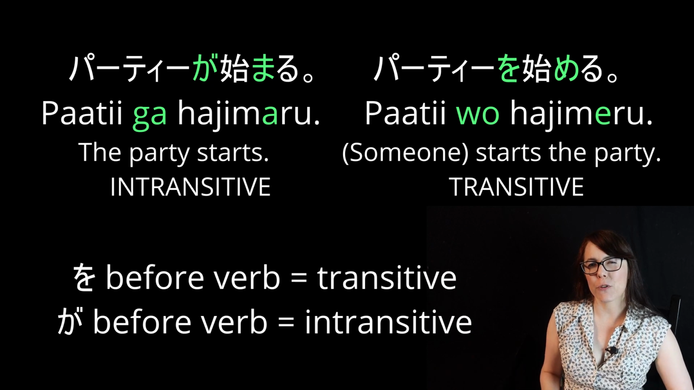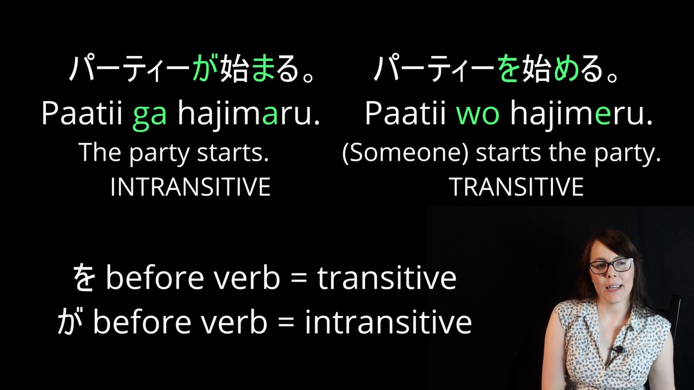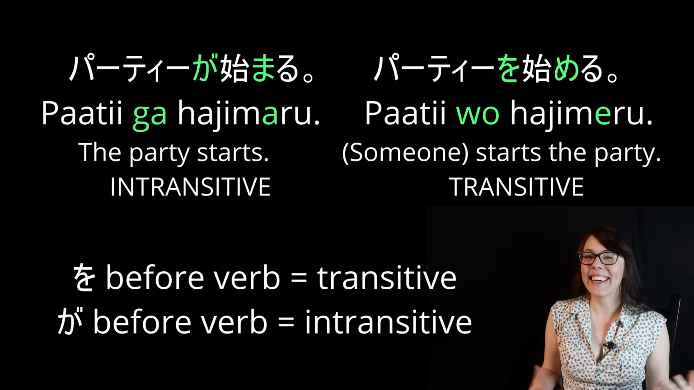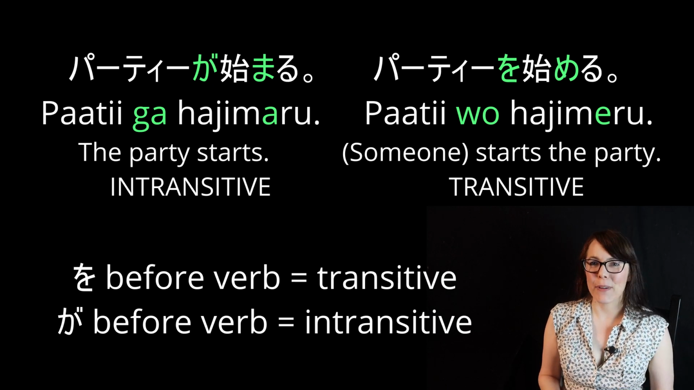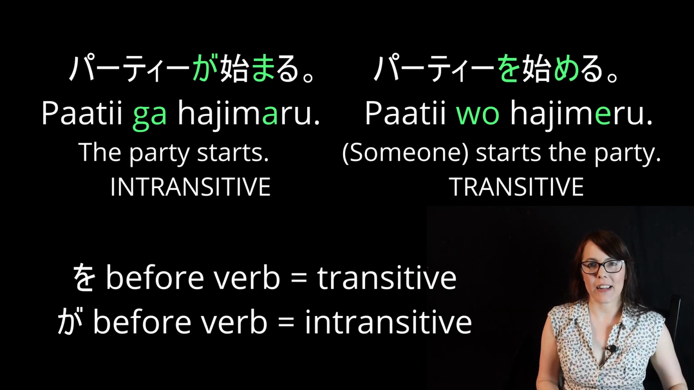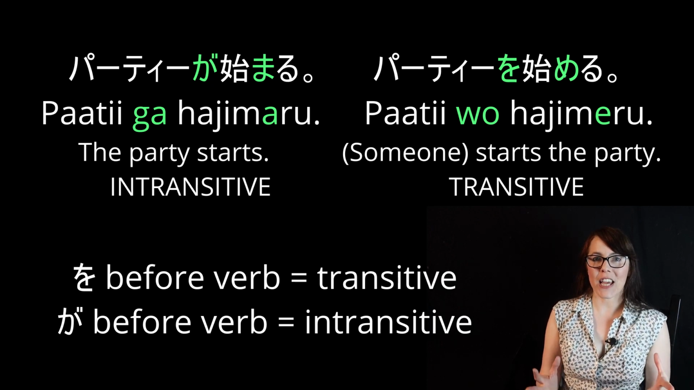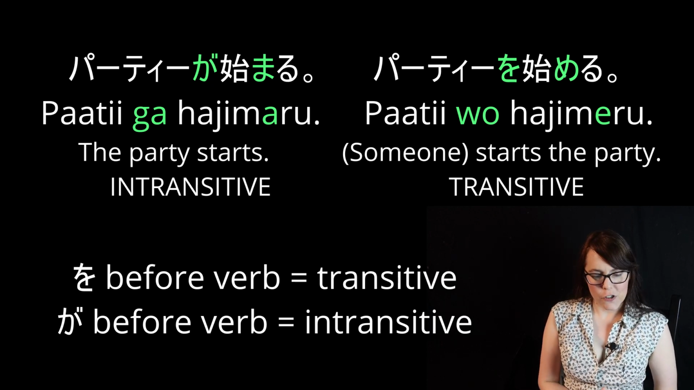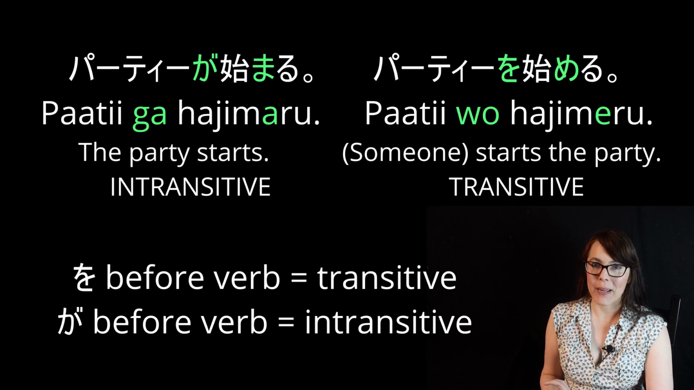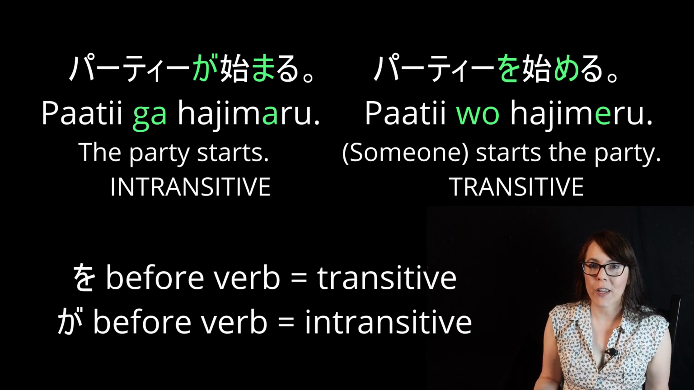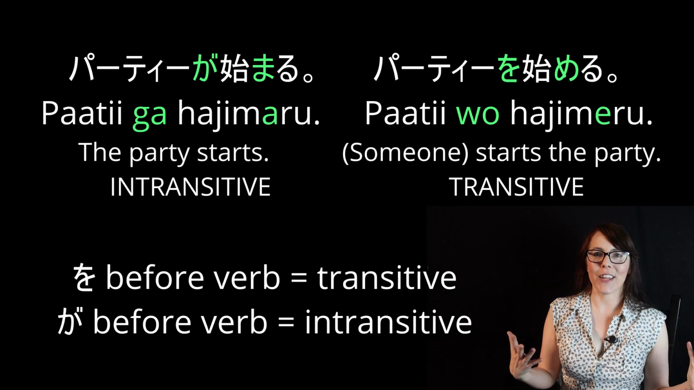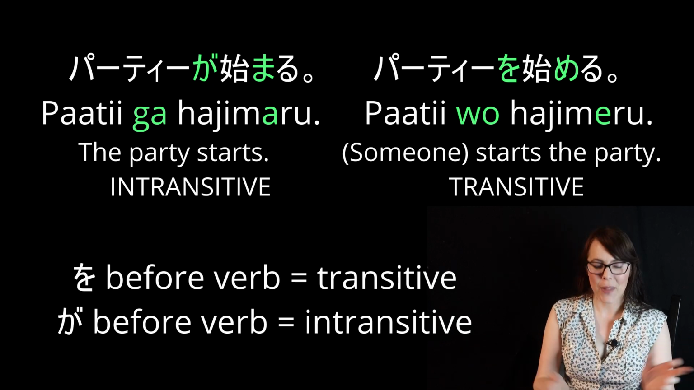It means that a verb is being performed to an object by a living being. But if it's a ga before the verb, it means that the thing, the noun that comes before this verb, is the thing that is doing the verb. So paartii ga hajimaru means the party starts. No one is starting the party, just the party of its own volition, the party starts.